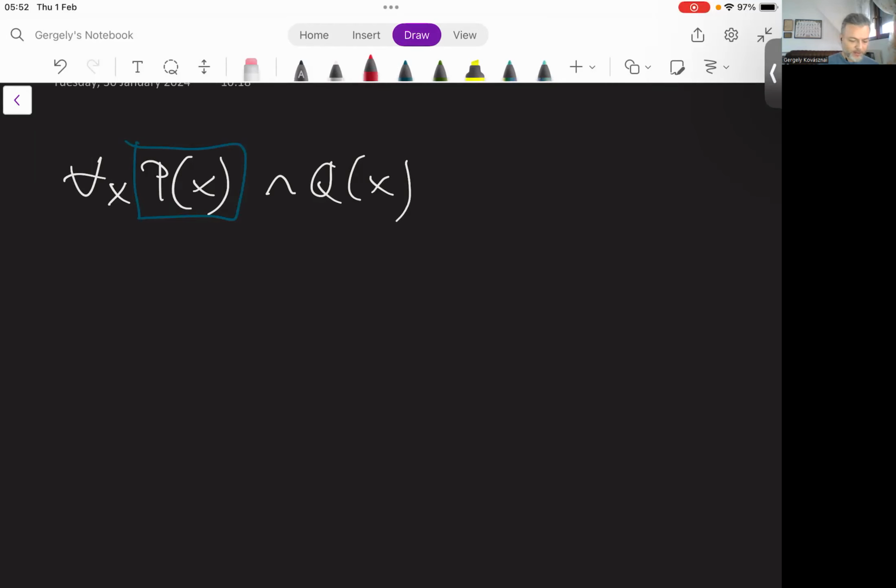The occurrence inside the scope is now bound by the quantifier. So this is what we call a bound variable occurrence. On the other hand, the other occurrence of x is not bound. It's outside of the scope of that quantifier. Therefore, this is called a free variable occurrence. Some logicians use this arrow notation for denoting free variable occurrences.